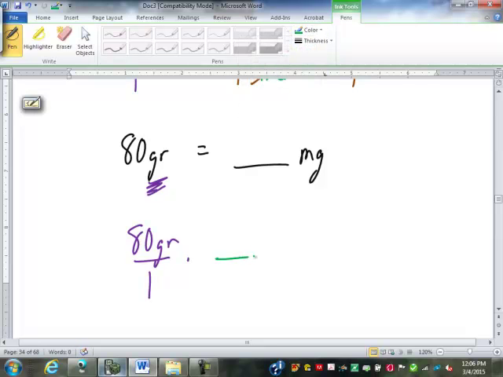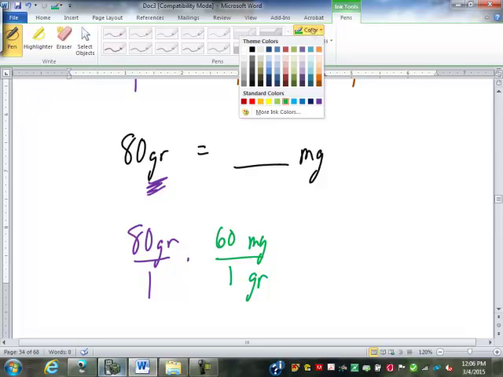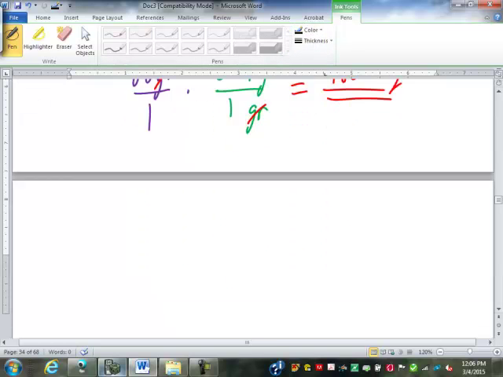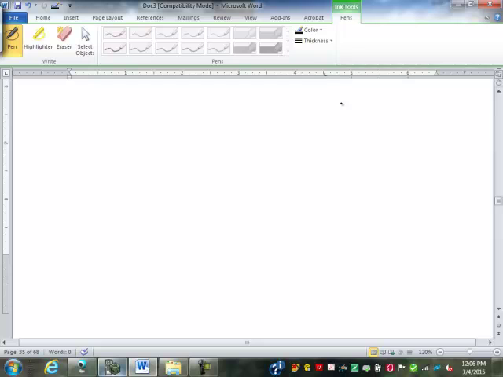And in my conversion factor, grains are going to go on bottom. And we're converting into milligrams. Well, from grains to milligrams, 1 grain is 60 milligrams. The grains cross cancel. 80 times 60 is 4,800 milligrams. So there we go. So anyway, let's look at some units maybe a little bit more complex. We might have, let's see here.